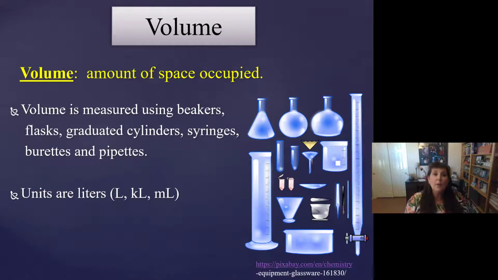Volume. Volume is the amount of space occupied. Volume is measured using glassware like beakers and flasks and graduated cylinders, syringes, burettes, and pipettes. The metric unit for volume is liters, a capital L. And if it's little, it could be milliliters, centiliters, microliters. If it's big, it could be kiloliters, but some sort of liter for the metric system.